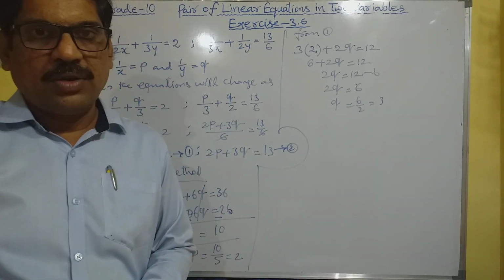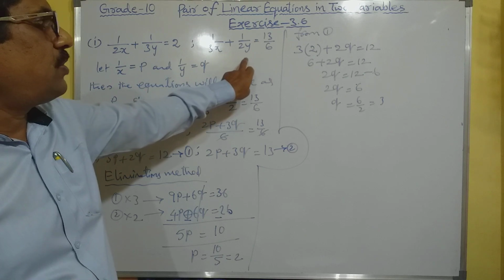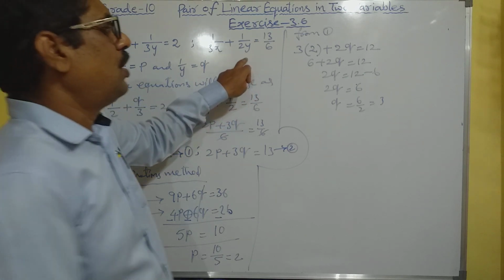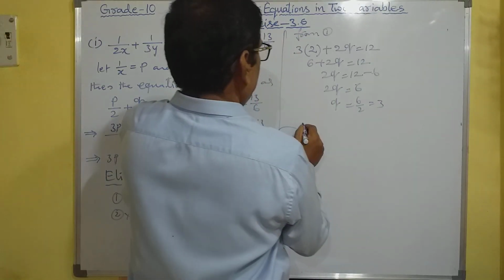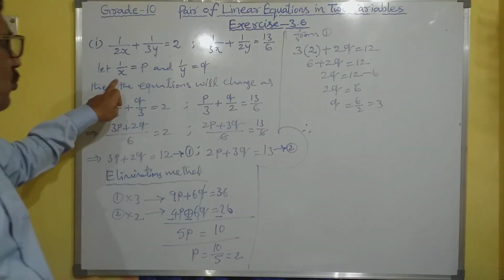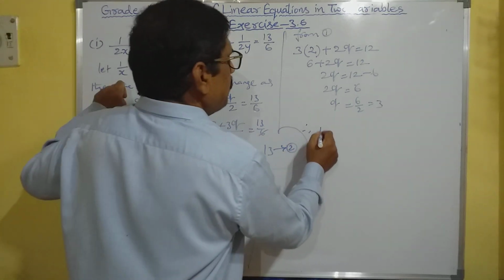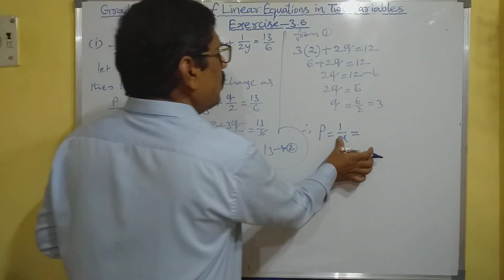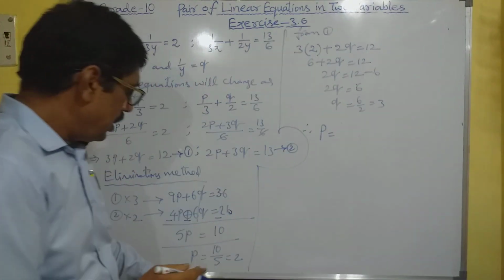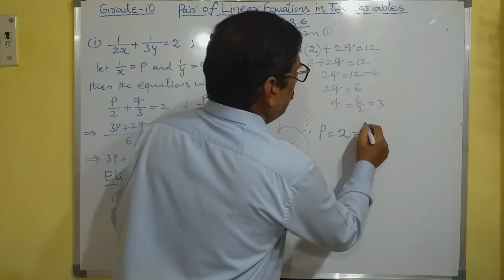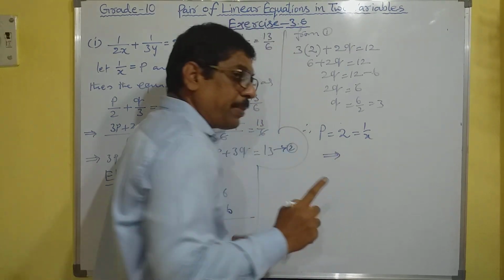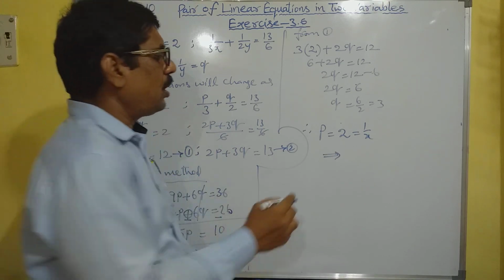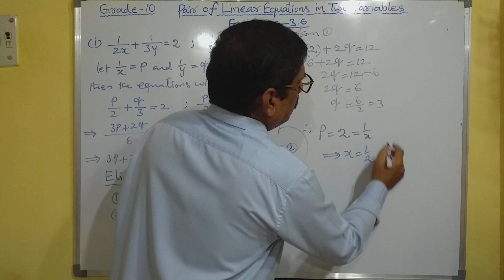But that is not the final answer. Why? Because the given equations have the variables x and y. We need to find the values of x and y. Now you see. Therefore, what is p? P means 1 by x. P is equal to 1 by x. Okay, we got the p value as 2, which is equal to 1 by x. If the 1 by x value is 2, if you take the reciprocal, the x value will become 1 by 2.